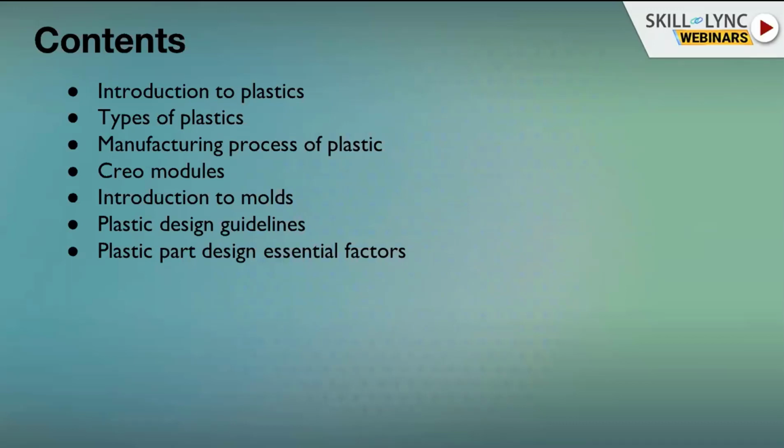And the last content is plastic part design essential factors. When you are designing any part, in industry they may ask what the parting line is, what the gate is, what the runner is, where the gate mark comes, where the parting line comes, and what the shrinkage will be. A few terminologies related to plastic I will be explaining in these essential factors. So let's go to the slide.